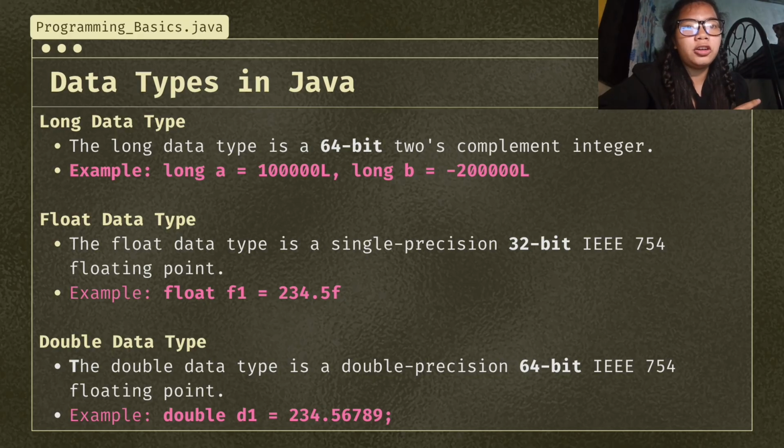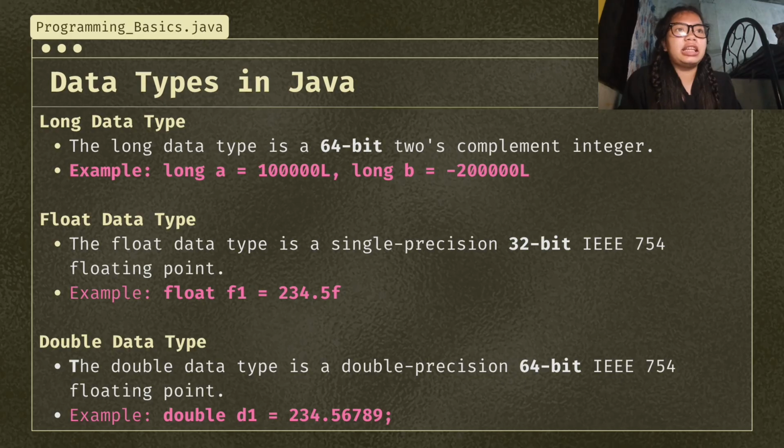And when using the long data type, you should add an uppercase L at the end of the value. For float, the size is 32-bit IEEE, or Institute of Electrical and Electronics Engineers, 754 floating point, and it's used for values with fractions like temperature or speed. And when using float, you should add a lowercase f at the end of the value.